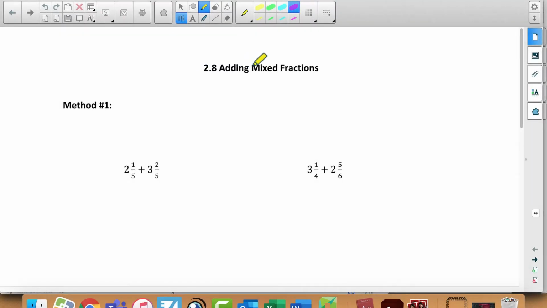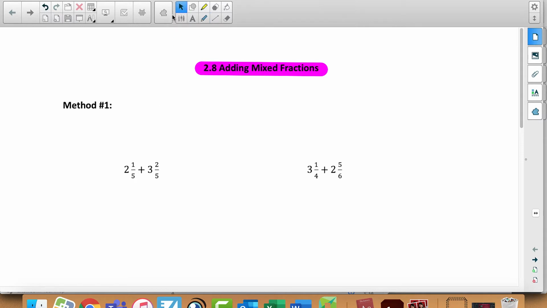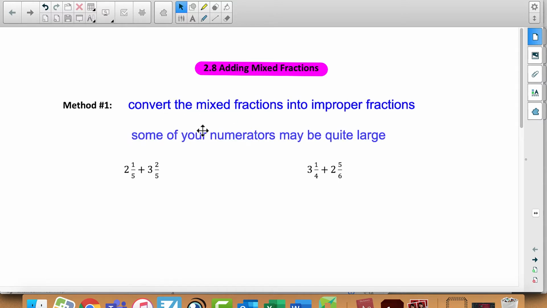Okay everyone, we're going back to adding today, and we're just going to look at adding mixed fractions. Now the reason this is a little bit hard to teach is because there's two methods to teach this, and some people like the one method and some people like the other method. So I'm going to teach them both. I'll tell you which one I prefer. I'll tell you that most of my students don't use the one that I prefer, but you'll have to decide for yourself. So method one is to convert mixed fractions into improper.